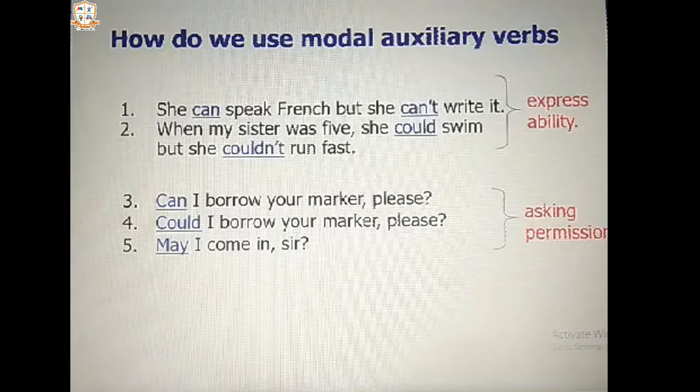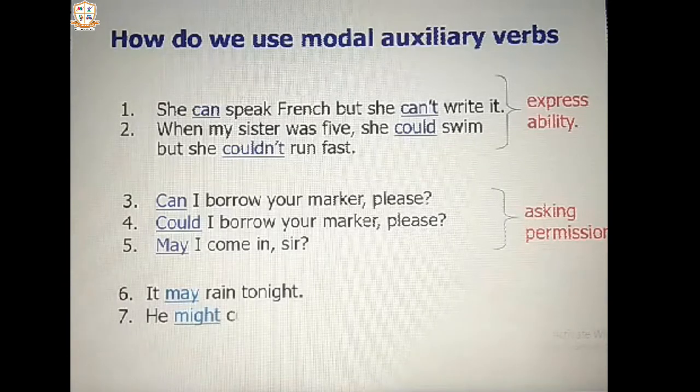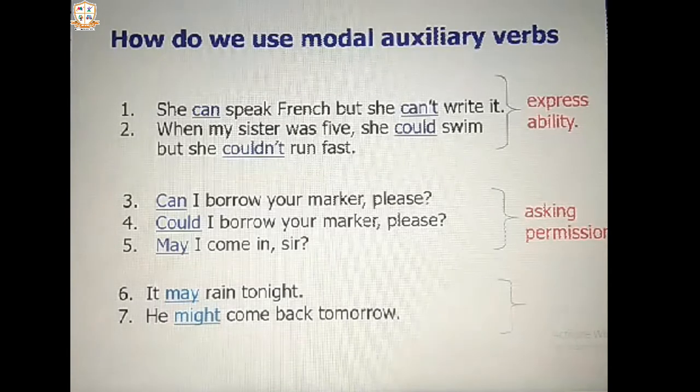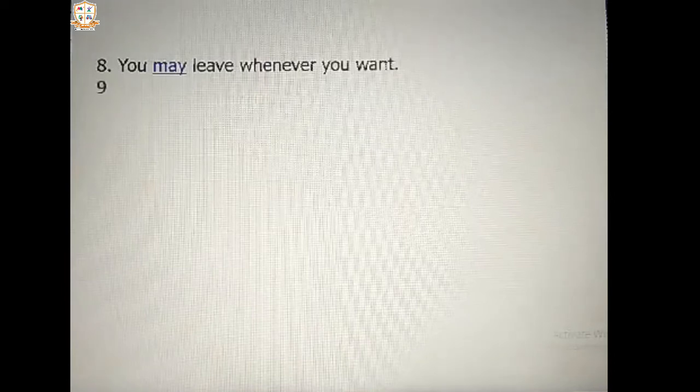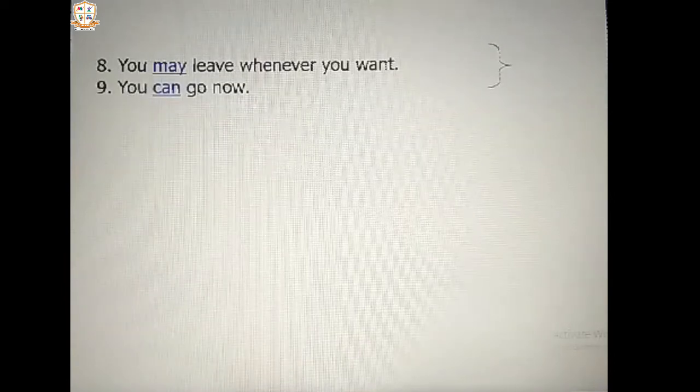Now, read the next sentences. It may rain tonight. He might come back tomorrow. Here, may and might are used to express possibility. Next, you may leave whenever you want. You can go now. In these sentences, can and may are used to give permission.